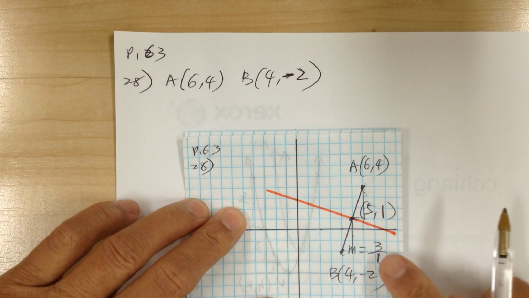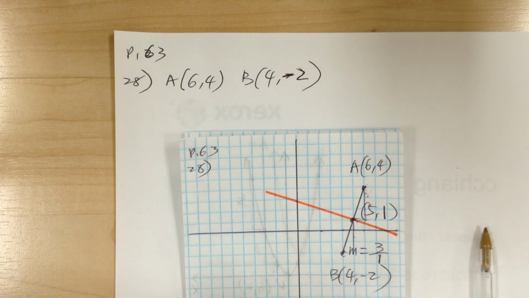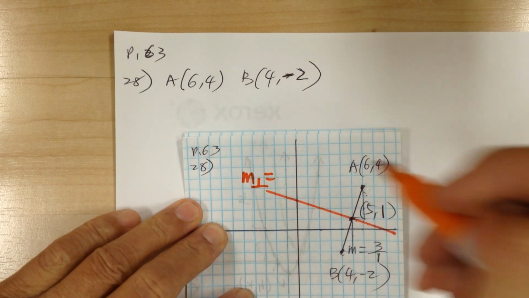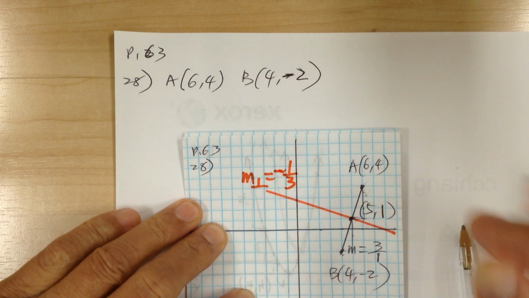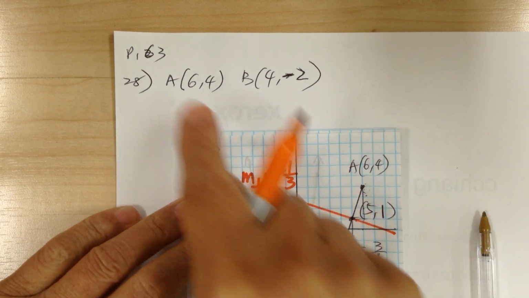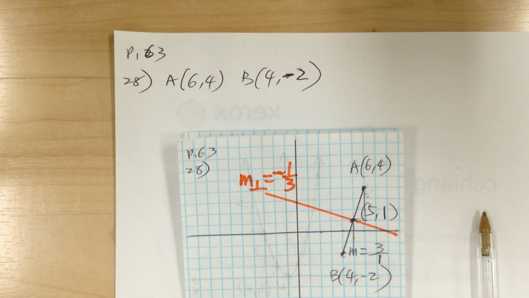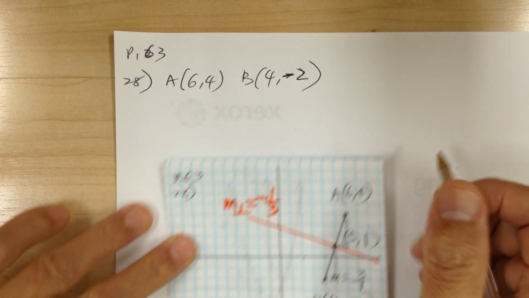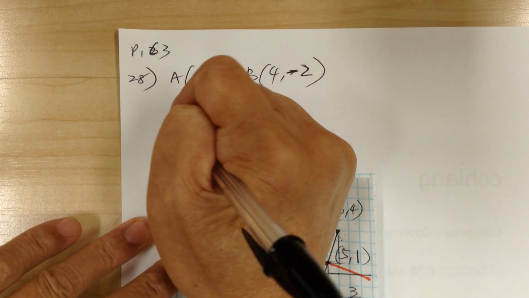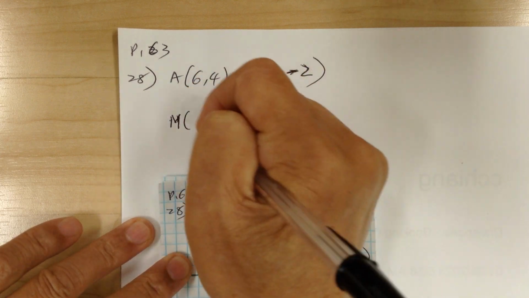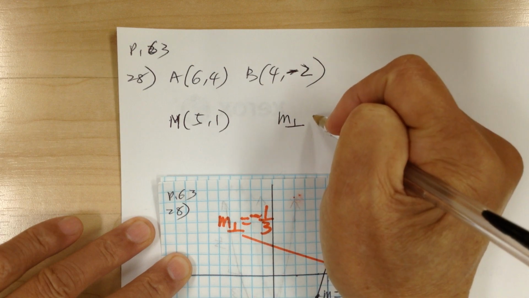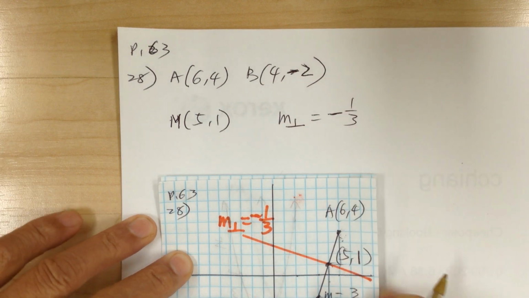Now, if the slope is 3 over 1, then the perpendicular slope will equal negative 1 over 3. It's the negative reciprocal. So now you have a point and a slope, you can go and find your equation. From here we can see that the midpoint we get is (5, 1), and the perpendicular slope equals negative 1 over 3.